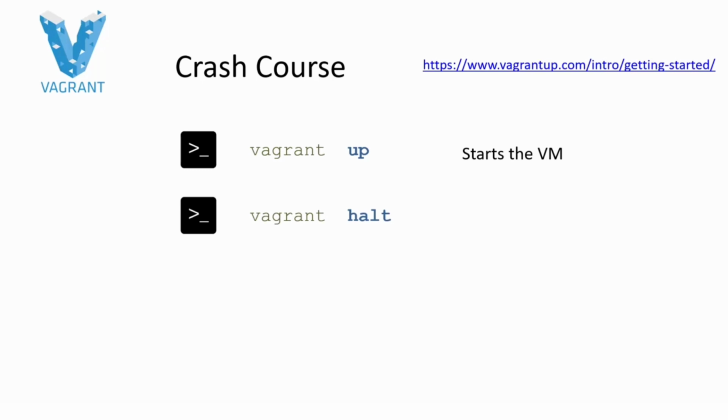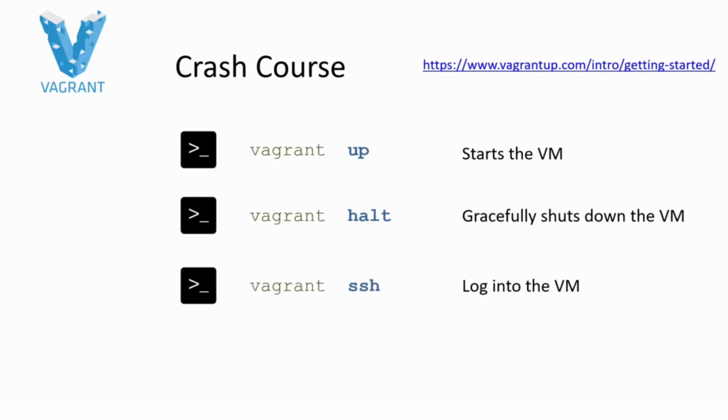Second command is vagrant halt, which gracefully shuts down the virtual machine. So it is not removed. It is still there, and at any point in time you can again invoke vagrant up and the virtual machine will be brought up. Vagrant ssh will allow you to log into the virtual machine, and vagrant destroy will delete the virtual machine. Once you destroy the virtual machine, anything that you installed on that virtual machine is gone.